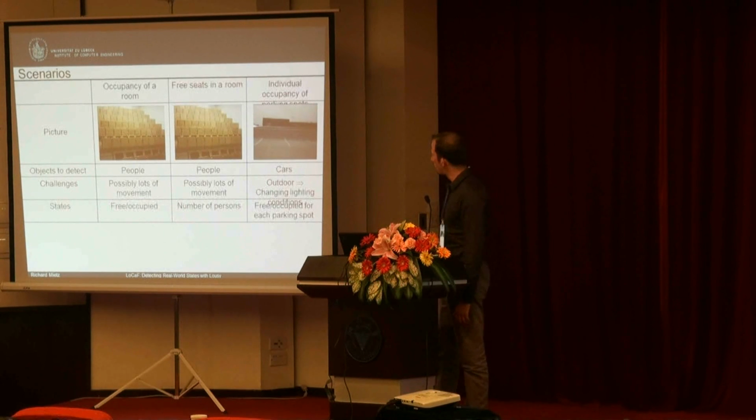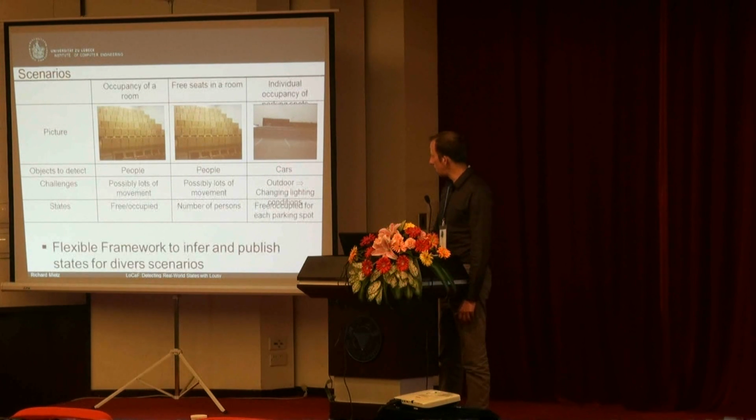And which states do we want to have from these scenarios? For the first, it's free or occupied, so the room is free or it's occupied. In the second, we want to have the exact number of persons so that we can conclude how many free seats we still have. We know the total number of seats in this room. And in the last scenario, we want to have the state free or occupied for each of the parking spots. So we have two parking spots. We want to know if one is free or two are free or none is free. So we have different challenges here.